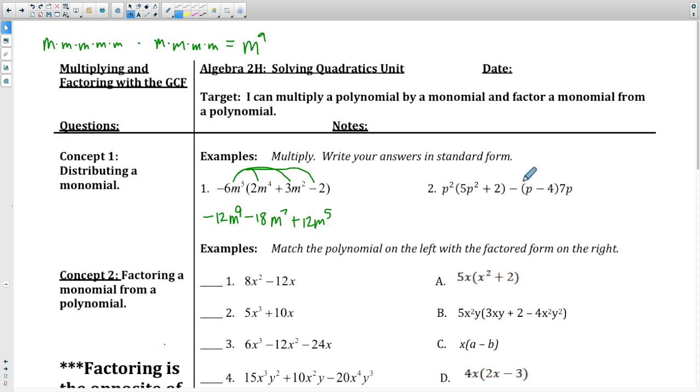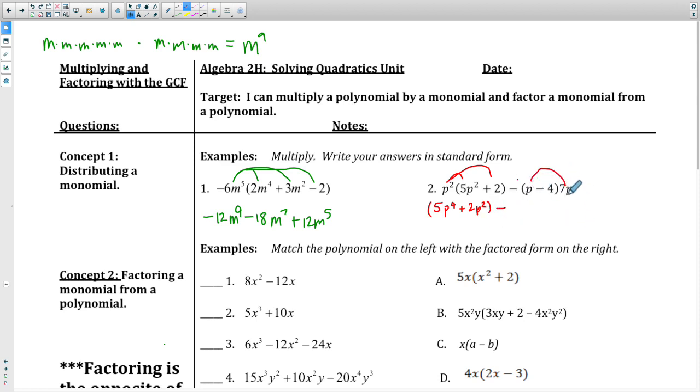This next example is another distribution problem. It just is two problems kind of put together. So let's do them one at a time. First, I'm going to multiply that p squared times both of those. So that's going to give me 5p to the fourth plus 2p squared. And then I have a minus sign, and then I have a 7p. There's a lot going on here. Okay, so for now, I'm going to put this one in parentheses. I'm going to put a minus.